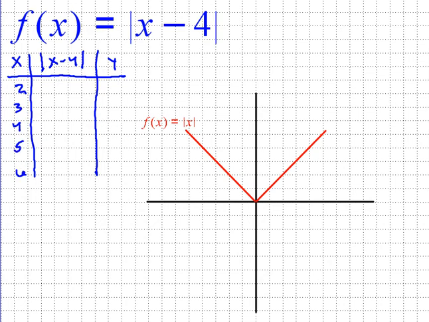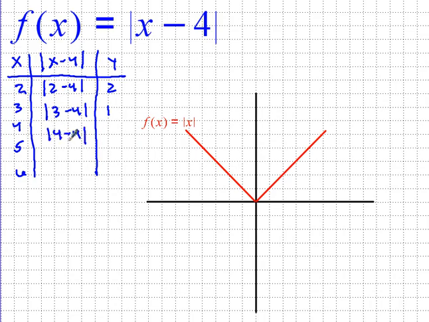Okay, so I'll use a different color. I'll keep it. So I have absolute value of x minus 4. So now that -4 is inside the absolute value function, so I'm going to have 2 minus 4. This is -2. The absolute value of -2 is +2. If I have 3 minus 4, this is -1. The absolute value of -1 is +1. 4 minus 4.